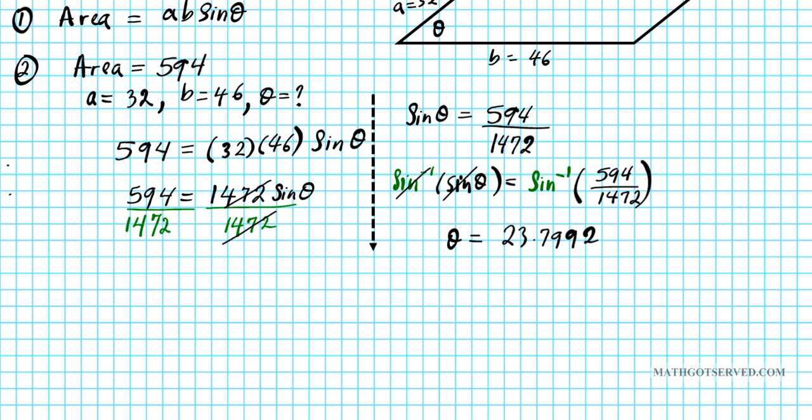Okay, so rounding to the nearest tenth, we're rounding to the digit right after the decimal point. So since 9 is 5 or greater, we'll round up. And our final answer theta is going to be 23.8 degrees. All right, so that's that.